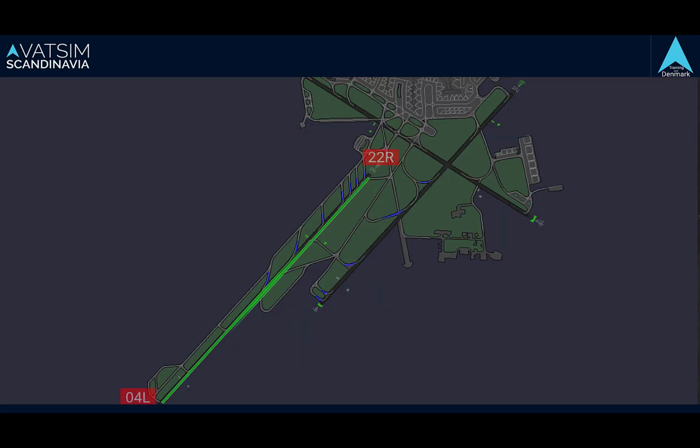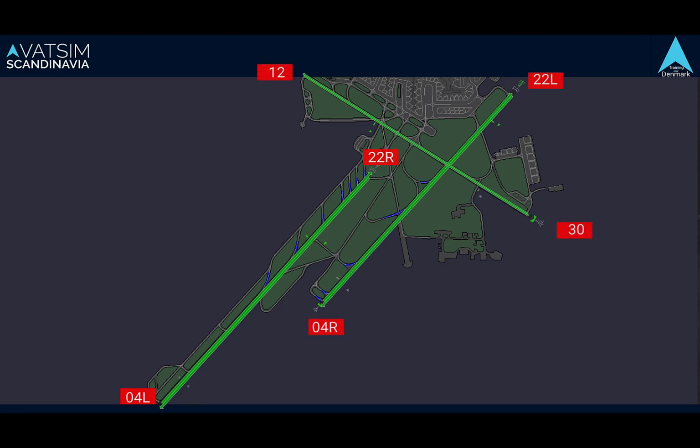Copenhagen has 3 runways: 22R/04L, 22L/04R, and of course 12/30. The 22/04 pair is the one used 90% of the time. The right ones in this case are generally used for departures and the left ones are normally used for landings. Makes sense when considering taxi time.